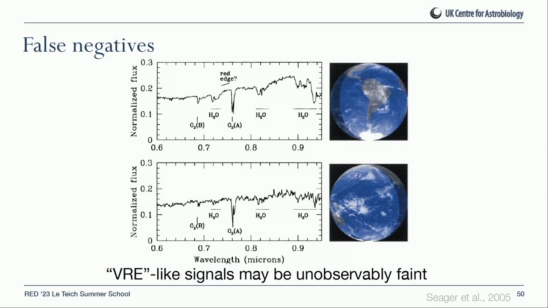To give another example in a different context, we've talked a bit about the red edge, this signal of vegetation that I showed at the beginning of the talk. This is actually very difficult to see if you just look at the reflectance spectrum of the Earth as a whole, rather than focusing in on narrow regions of it like that Sagan paper did.